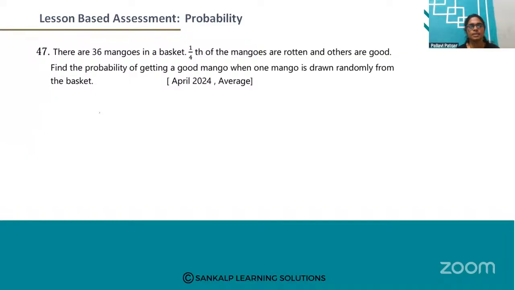It means let us find out the number of rotten mangoes. So number of rotten mangoes is equal to 1/4 of 36 mangoes. So what does this become? 9, right? So 4 ones are 4, 9 fours are 36. So 9 mangoes are rotten mangoes.